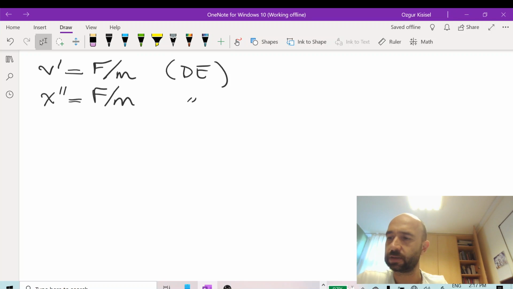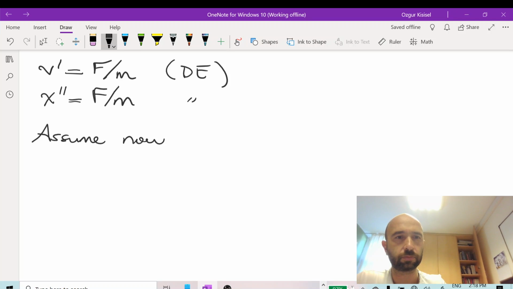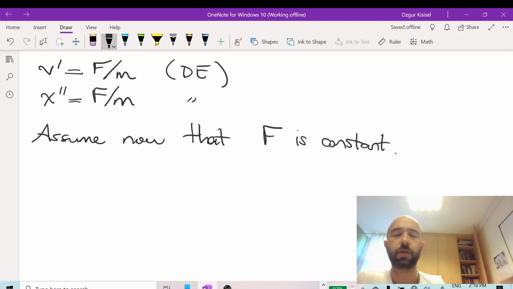Now, that might be very different from one example to another. So assume that now F is constant. That's the simplest thing I can think of. Well, this could be, for instance, the case if your object is freely falling near the surface of the Earth, then this F is equal to, again, mass times the gravitational constant, mg.